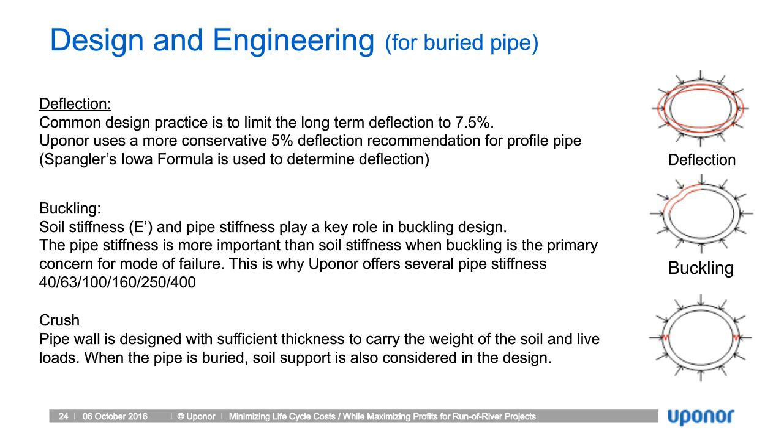Buckling, taking a look at the soil stiffness into consideration. Pipe stiffness is more important than the soil stiffness when buckling is primary. And this is why, when we take a look at the buckling side, the Uponor Weholite is manufactured or produced with several ring stiffnesses in which to address different buckling requirements. And lastly, crush: the pipe wall is designed with sufficient thickness. Again, we have varying ring stiffnesses or different pipe profiles in which to address crush design requirements.